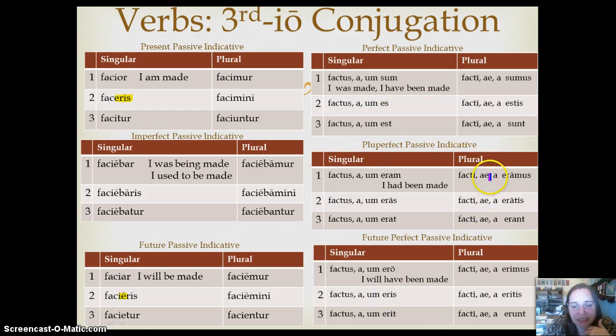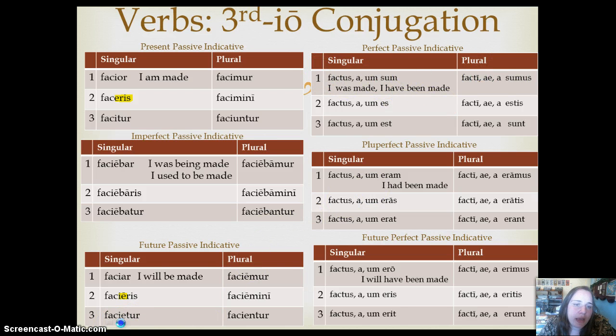Again, as for the rest of the tenses and voices and so on and so forth, they form exactly as you would expect them to, always retaining their I, right? Faciar, facieris, facietur. And in the perfect, it's always regular. So factus sum, facti sumus.